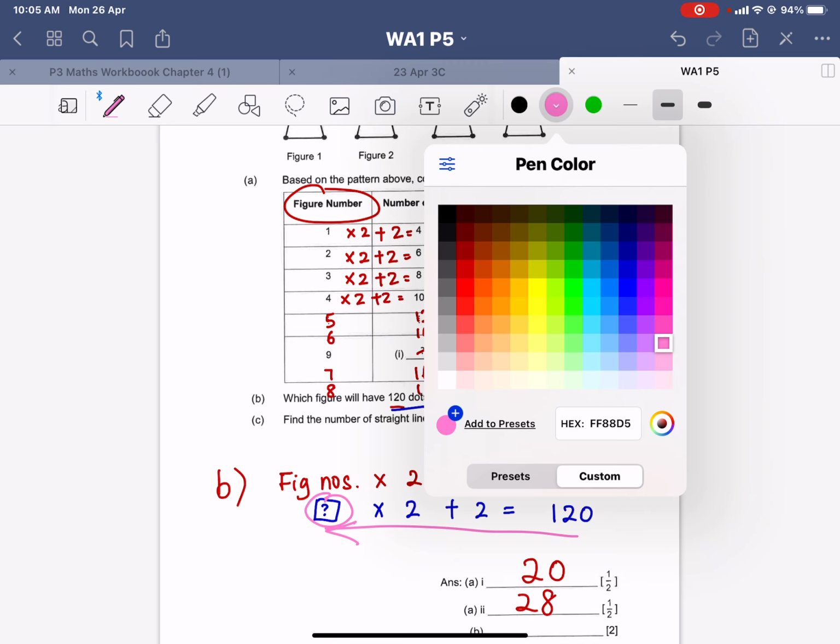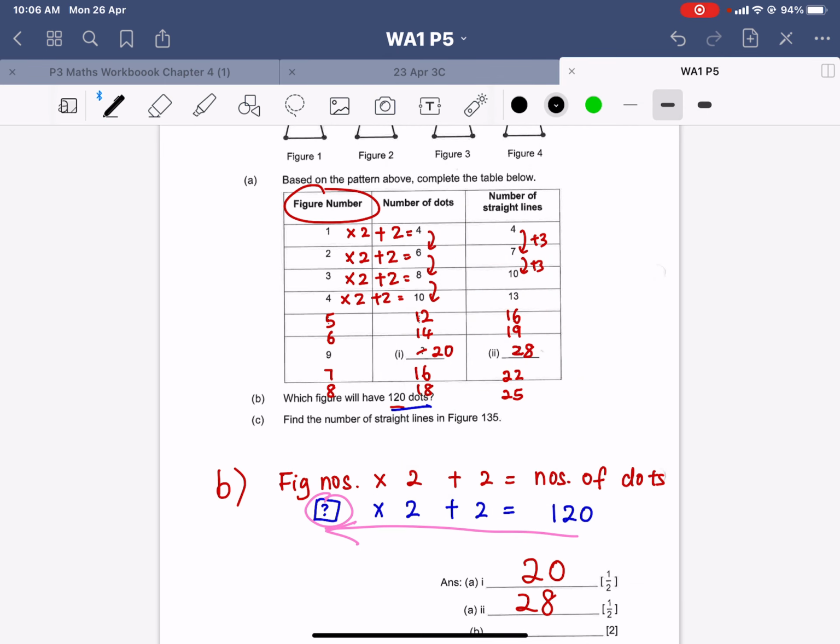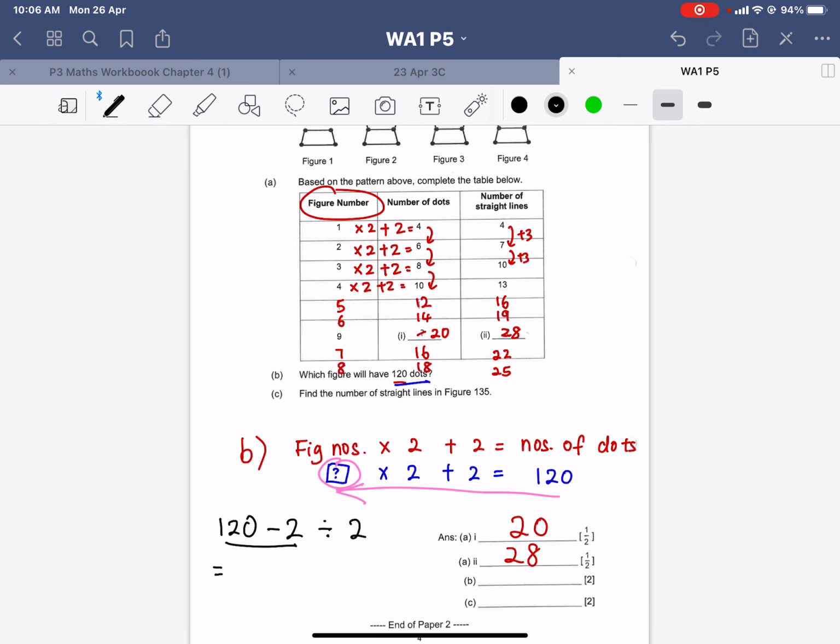Alright, so for us to reverse, what do we need to do? We will reverse by taking the final number 120. Plus 2 becomes minus 2, right? Times becomes divide. So we'll work out this way. Alright, so we start with the plus 2 minus 2 first. Plus 2 becomes minus 2. 118. Times 2 becomes divide by 2. And then we will have the answer 59. Okay, so that's how we work backwards to work out what is the figure number.